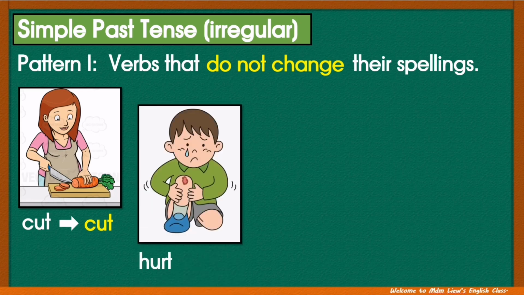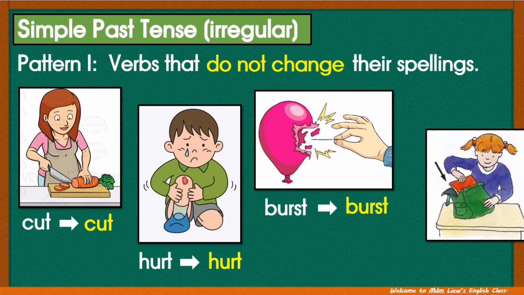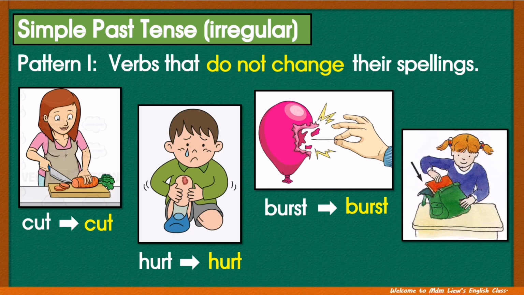The past tense of hurt remains hurt, hurt, hurt. Number 3. The action word is burst. The past tense of burst remains burst, burst, burst. Number 4. The action word is put. The past tense of put is still put, put, put.